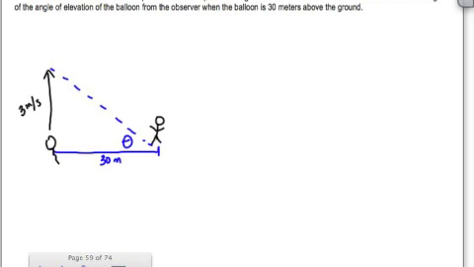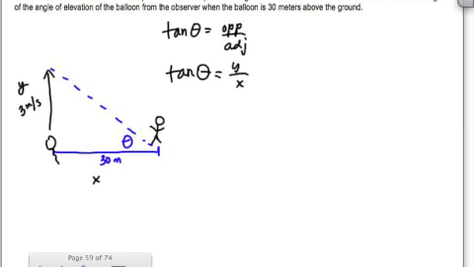So the rate of change of the angle of elevation. I need something that's relating theta to x and y. So how can I relate theta, x, and y? Good. You guys remember your SOHCAHTOA? So tangent of theta equals opposite over adjacent, right? So tangent of theta equals y over x. So now we take the derivative. The derivative of tangent is secant squared.